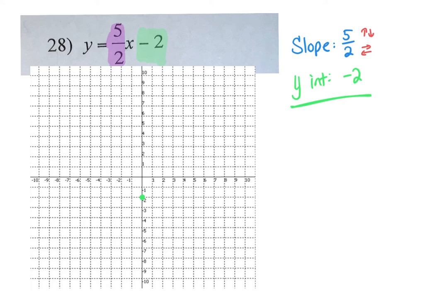So I'm going to start at the -2, and I'm going to go up 5. 1, 2, 3, 4, 5. And then I'm going to go right 1, 2, and I'm going to put a second point right here. So I'm going to put my second point up 5 over 2. Once I have 2 points, I can graph my line. I simply connect those 2 points.